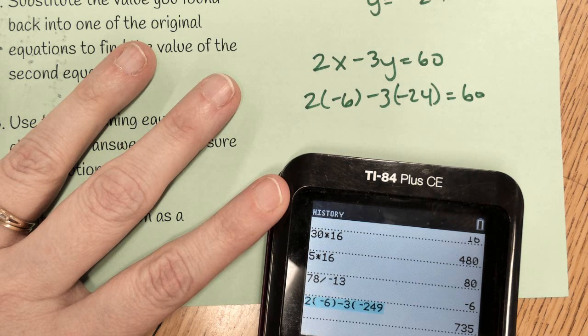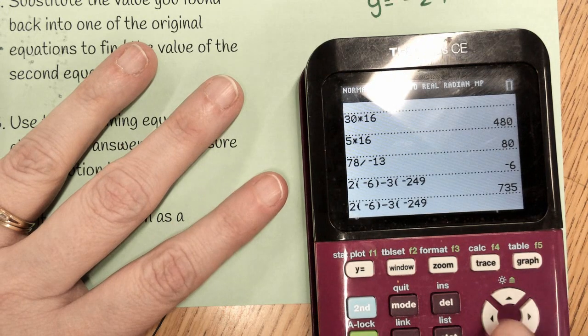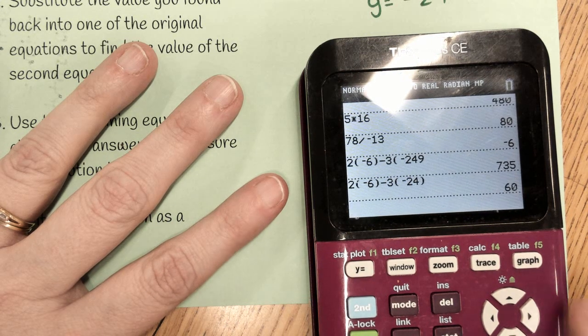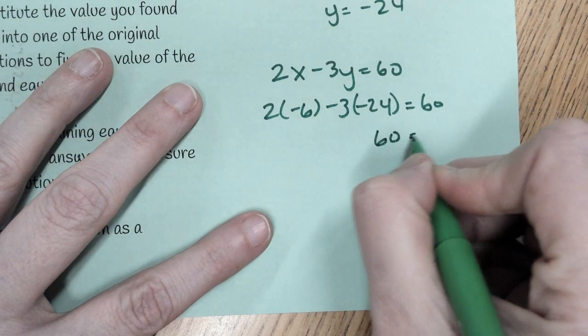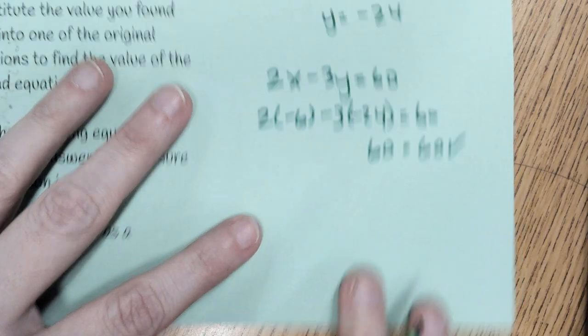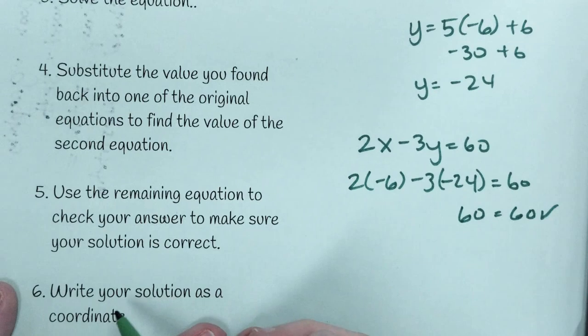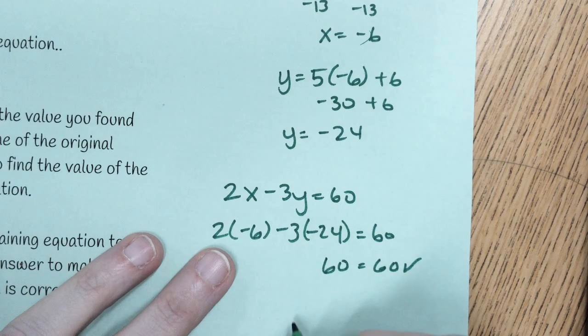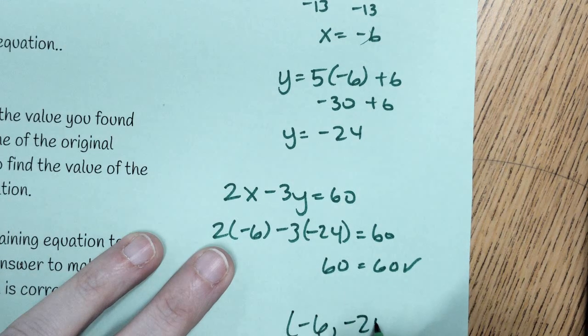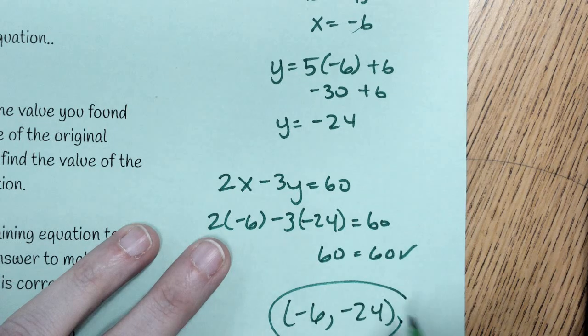Okay, I entered that wrong. Hold on, let me fix that. It equals 60, just like I wanted it to. So that means I've done it correctly. So my ordered pair, remember the last step is to write it as an ordered pair, a coordinate, is (-6, -24). All right?